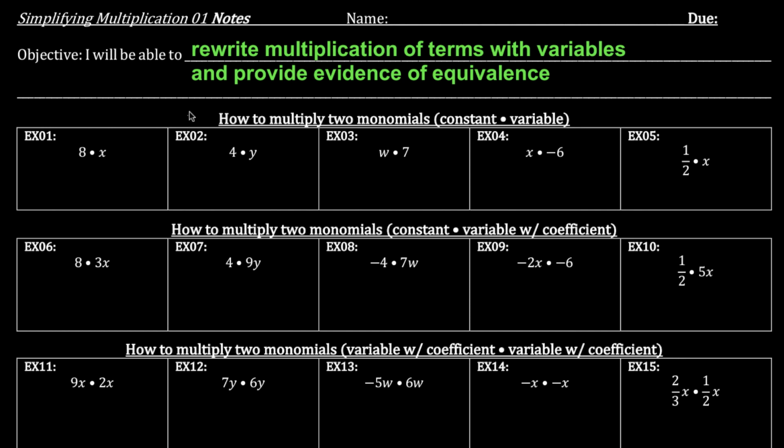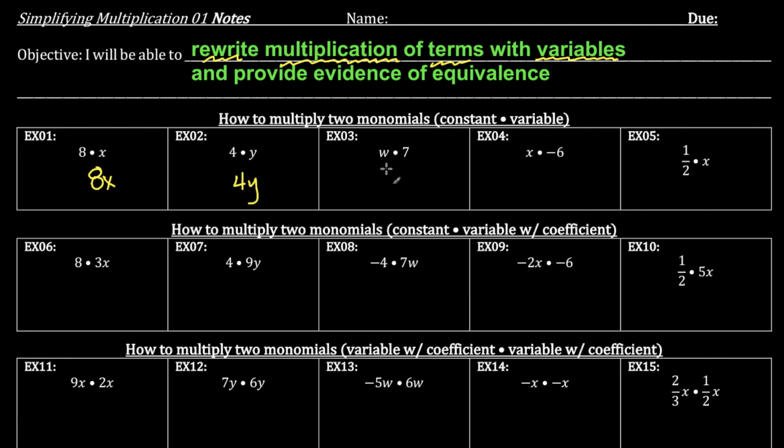So in this lesson, I'm going to rewrite multiplication of terms with variables. In other words, I'm going to take something like this. This is 8 times a number. Another way of showing that is just writing 8x. Another way of showing 4 times y is just 4y.